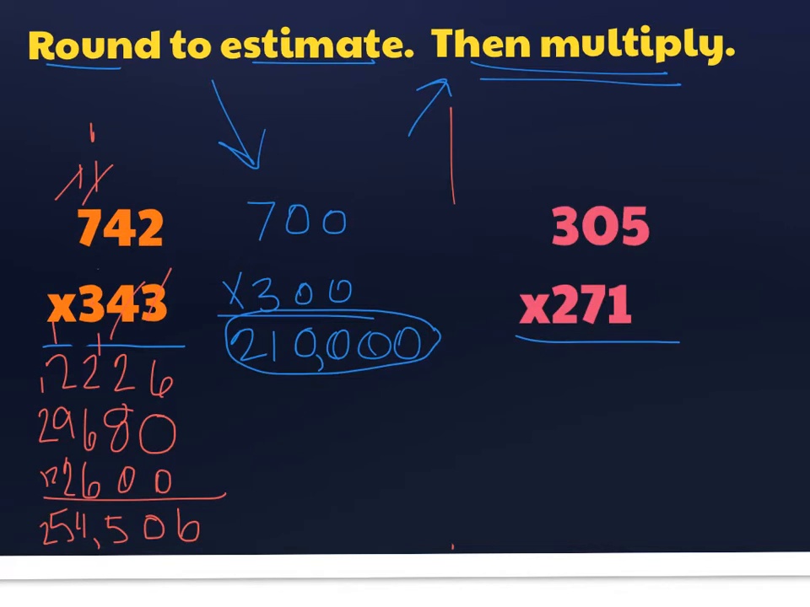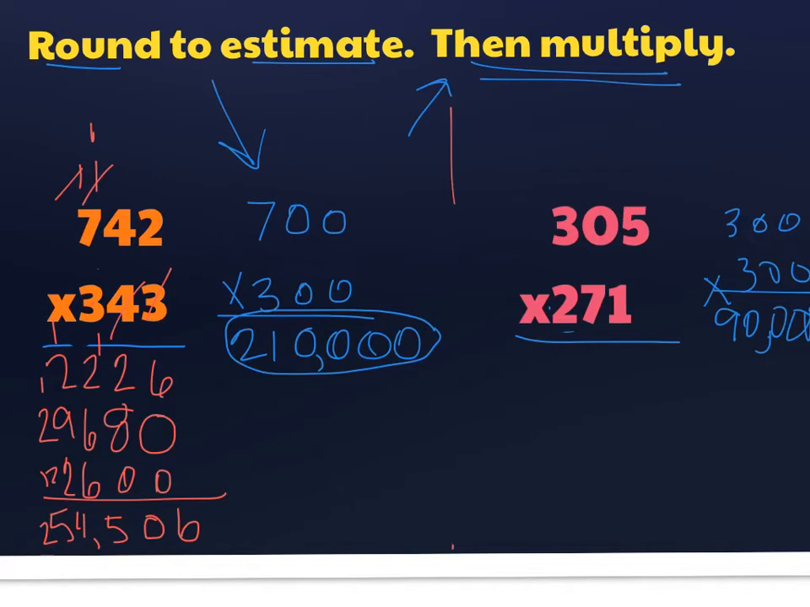All right, so when we round to estimate, 305 is going to round to 300. 271 is going to round to 300, and I get 90,000. Okay, I get 90,000. Now let's get our answer, the real answer.